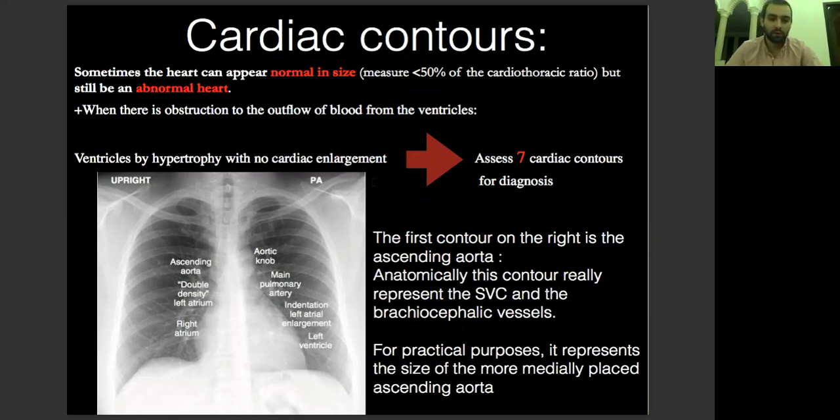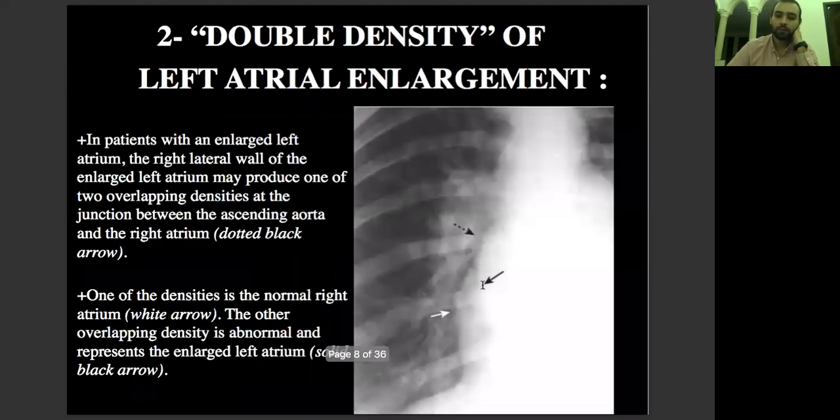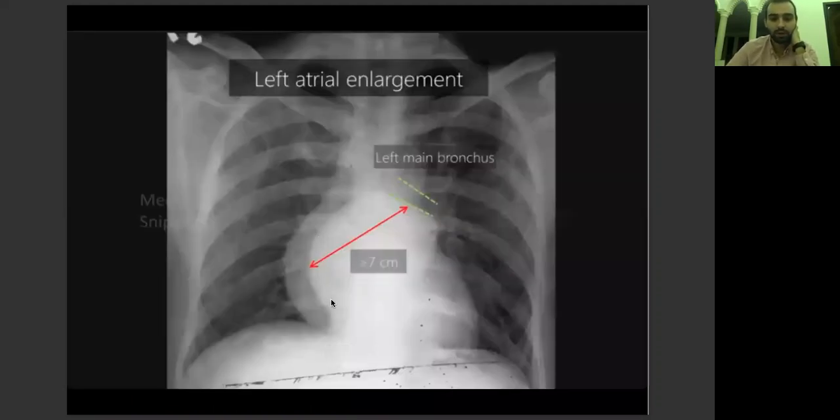The ascending aorta is the first one. Normally it should never project farther to the right than the right heart border. This is a case of aortic stenosis, where we have an enlarged ascending aorta and it's projecting farther to the right than it should be. The other contour, we should check for the double density of left atrial enlargement. As we can see here, we have another overlapping density due to atrial enlargement, better seen on this radiograph. So we have double right heart contour due to left atrial enlargement.